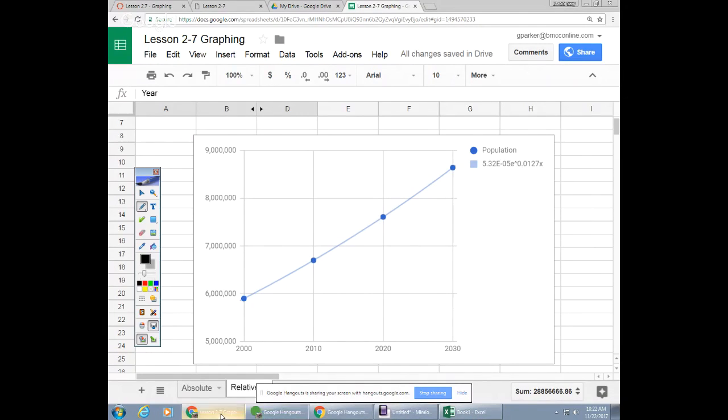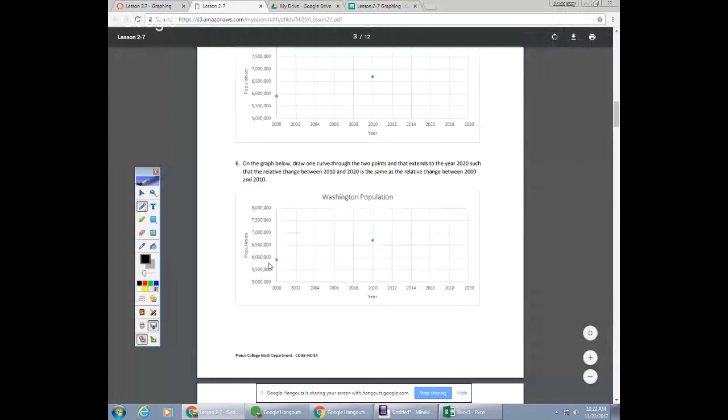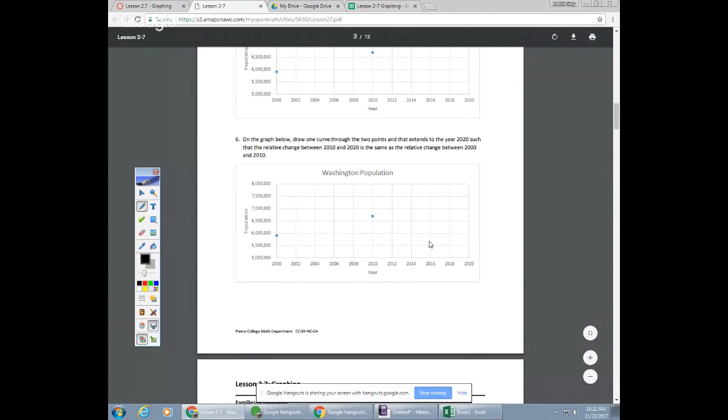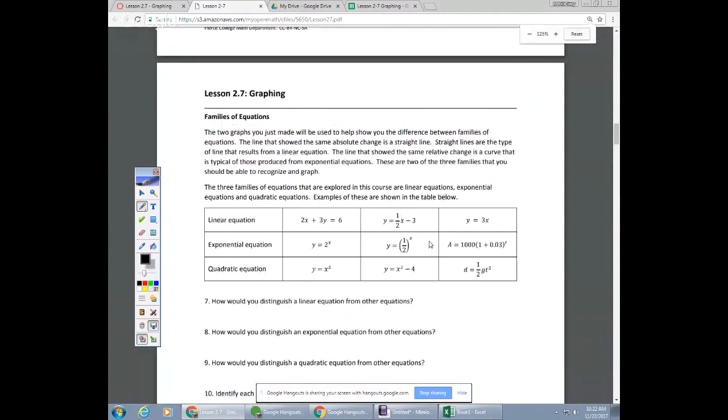So back to our worksheets. All right, so you plotted that point. It was slightly higher than the other point. It's not quite a straight line because we have relative growth. Let's move on.